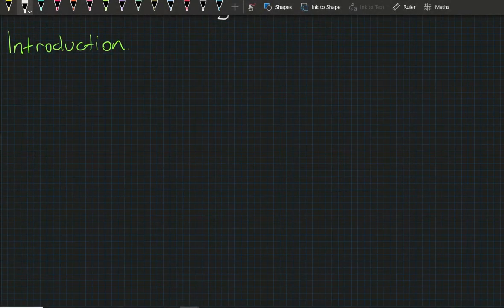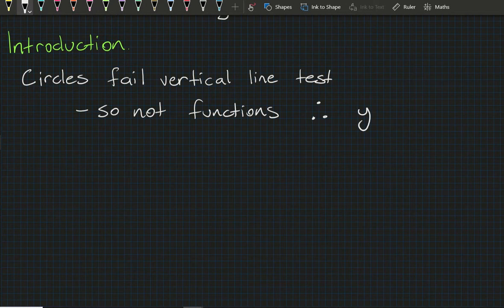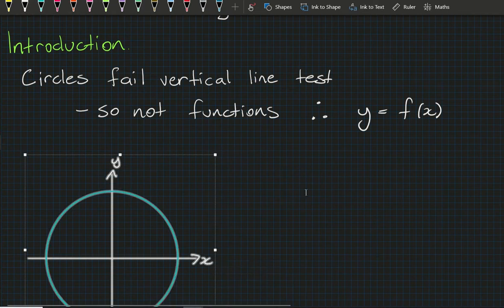We saw in the lesson on functions that circles fail the vertical line test. This means that they're not functions, i.e. there's no y equals f of x, which was a convenient fact when we were working on polynomials. But I can draw a circle on the Cartesian plane, like this one.